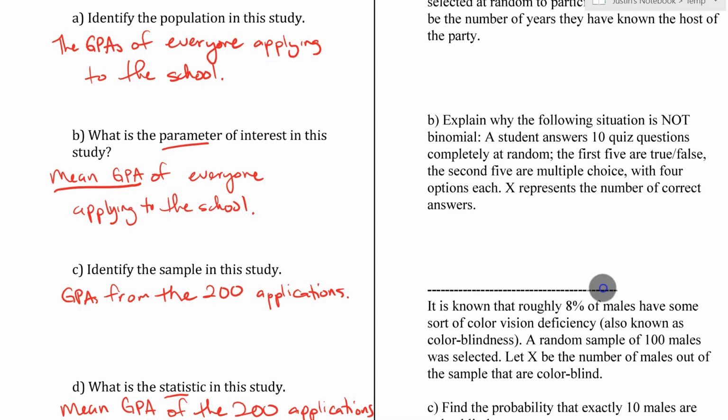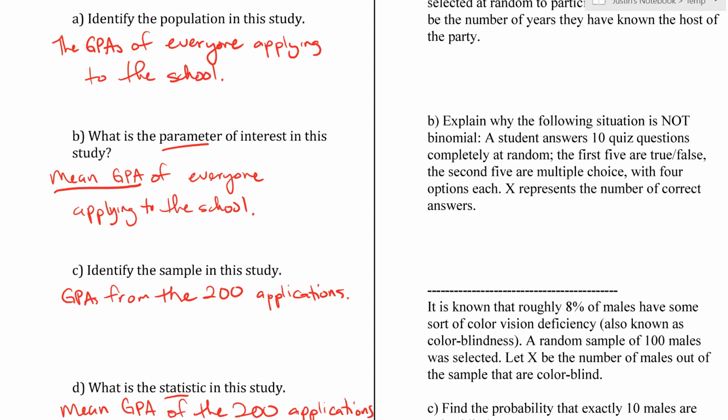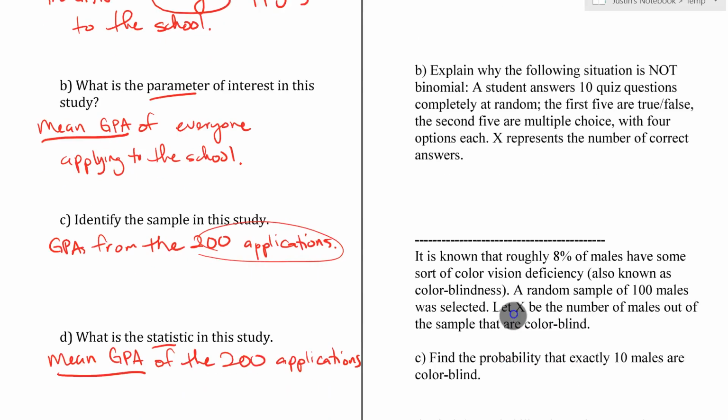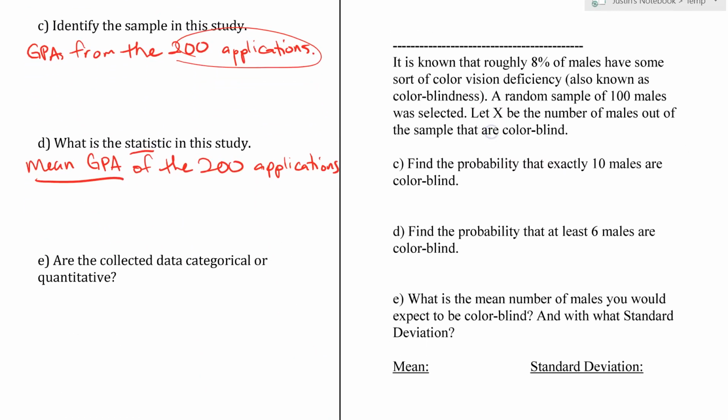Versus that difference in population and sample, again, it's just everyone versus some, right? So if we're talking about the population, we're talking about everyone. And here, we're only talking about some of the people. Then finally, letter E is just asking, are the data collected categorical or quantitative? Well, since we're talking about numbers here that are measuring how they're doing in class, this would be quantitative.